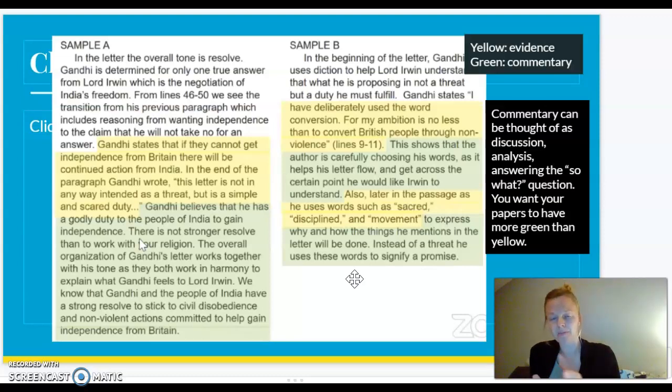Now, sample B is not bad. I would give this one a 2 or a 3 out of the 4 on commentary, but sample A allows the reader to show their line of reasoning a little bit better. It answers that "so what" question. Okay, so why is that quote significant? It tells us about what Gandhi believes, and it says why that is important. And it kind of goes on and answers multiple questions. So A is actually a stronger answer.